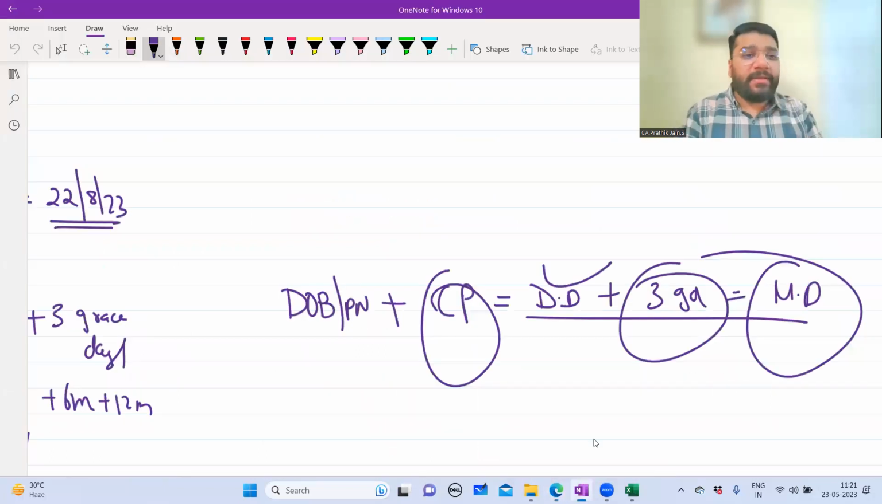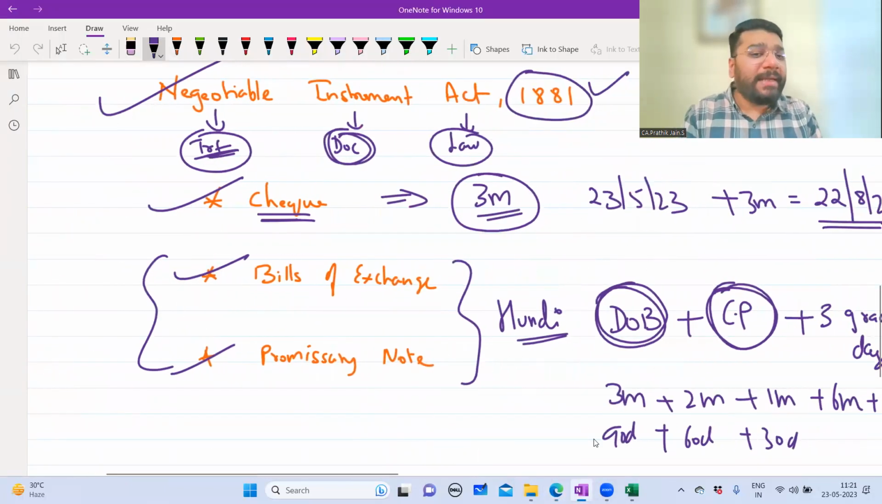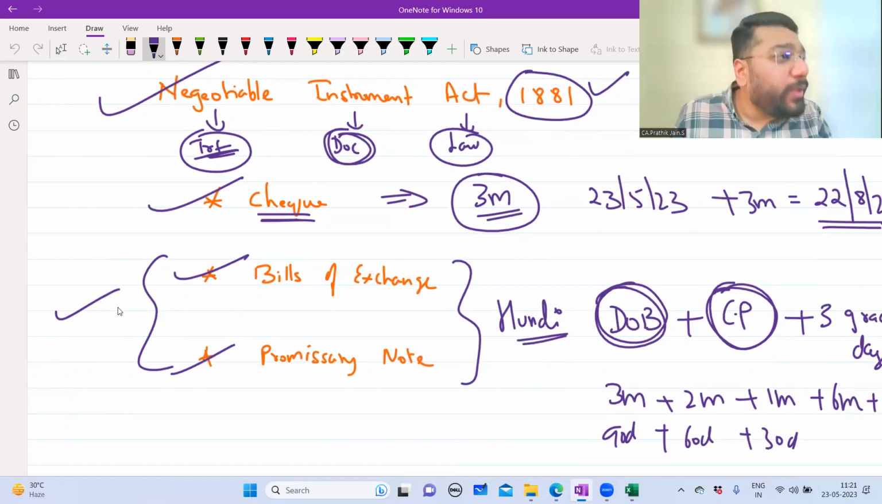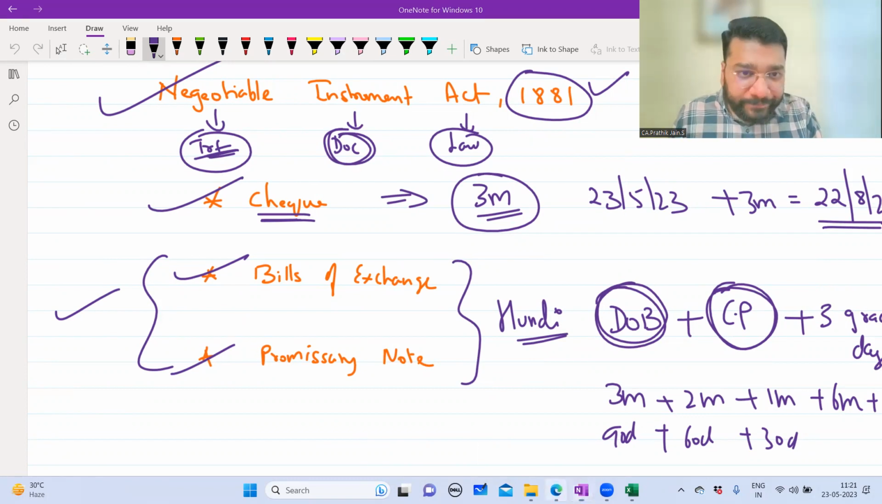So now here, guys, since the Negotiable Instruments Act does not define the maturity or the due date of the bill of exchange and promissory note, you are in compulsion now to calculate the maturity date or due date of the bill of exchange and promissory note. So how do you calculate this? That is what we are going to see now.